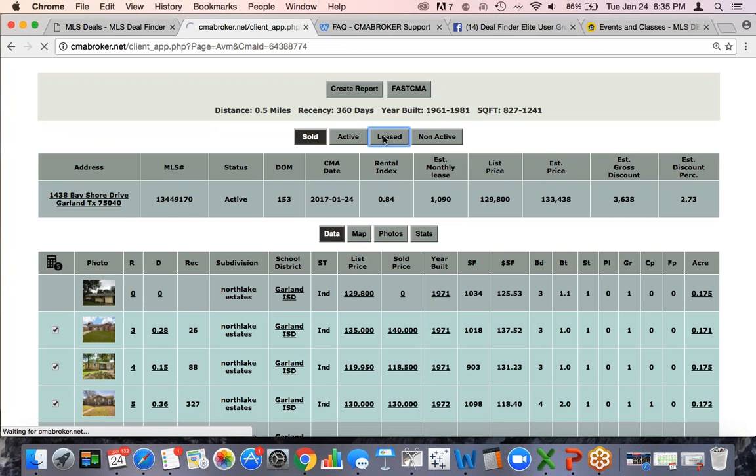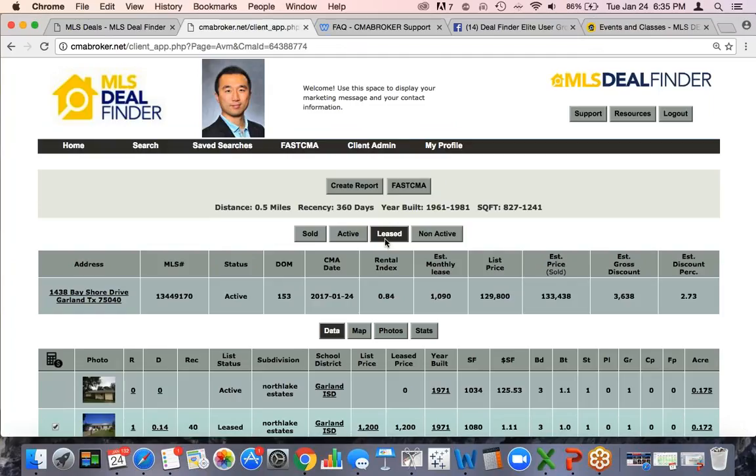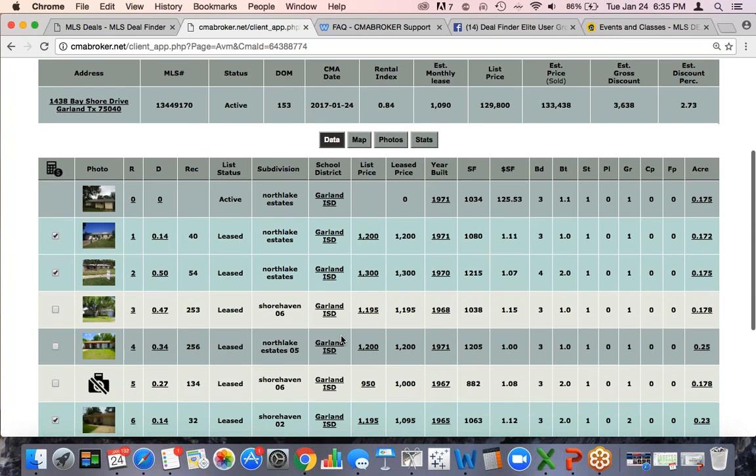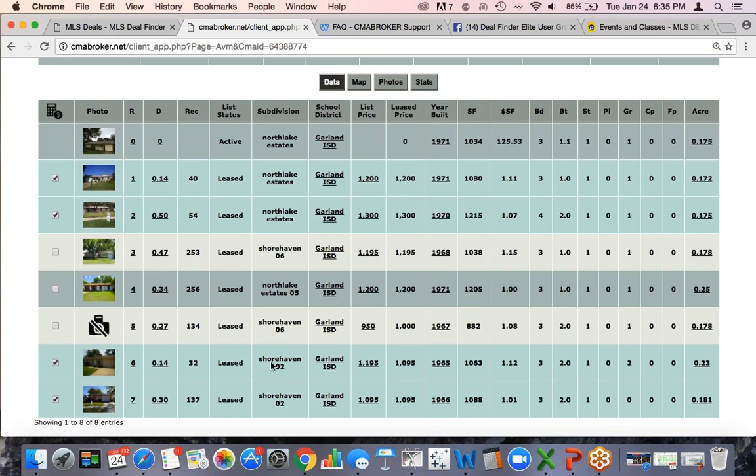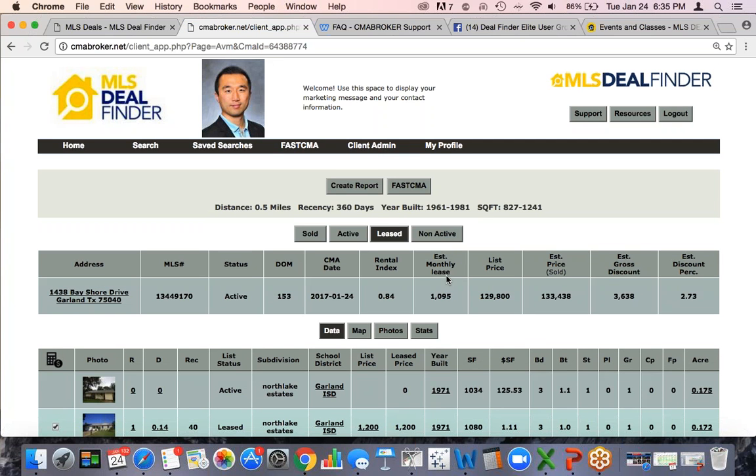We're here for buy and hold properties, so let's look at the buy and hold rental comps. Here we're looking at the lease comps in data view, and these are the comps that are already on here. We have chosen 1, 2, 6, and 7 as comps. Some of you may want to be a little more conservative and only stay in the same subdivision. You can do that by using the checkboxes and clicking on recalculate CMA, and you can modify the estimated monthly lease.